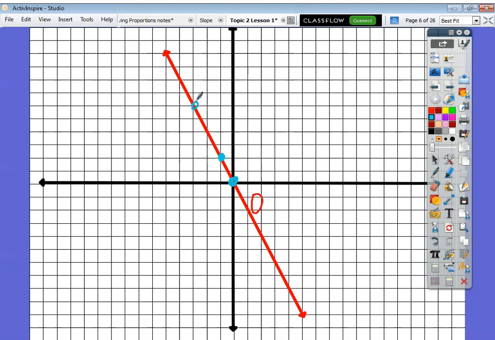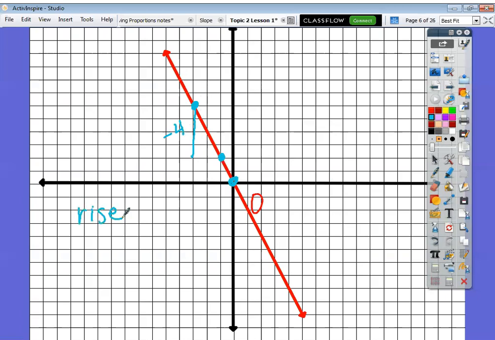And, oh, I like this one right here. Okay, so ready? Here we go. Our rise. To go from this dot to this dot, I went down 1, 2, 3, 4. So since I went down, that's a -4.